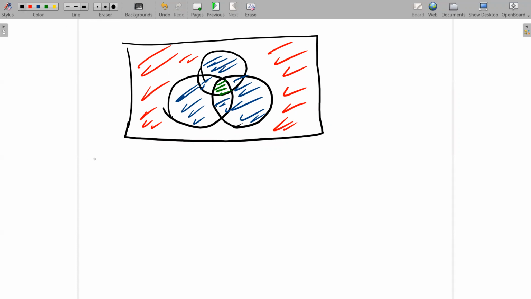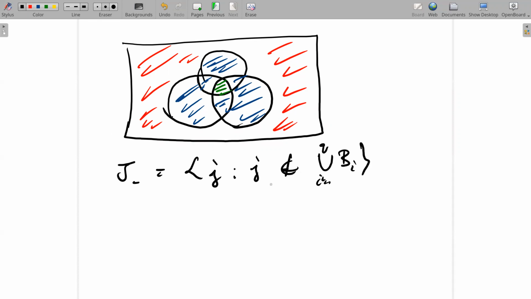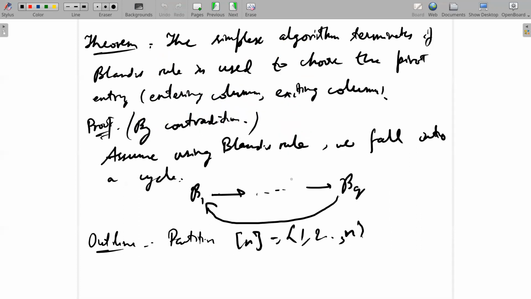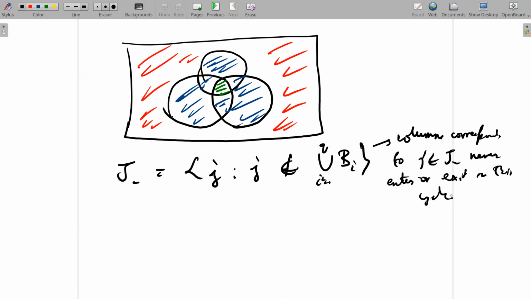Okay. So now this red region is what I will call J minus. It consists of all those indices J which do not belong to this union 1 through Q. So these will actually be simple because these never enter into the BFS. So the columns corresponding to J in J minus never enter or exit in this cycle. Note that we have a particular cycle in mind, this B1, B2, BQ. There might be other cycles, but we're starting with one cycle.